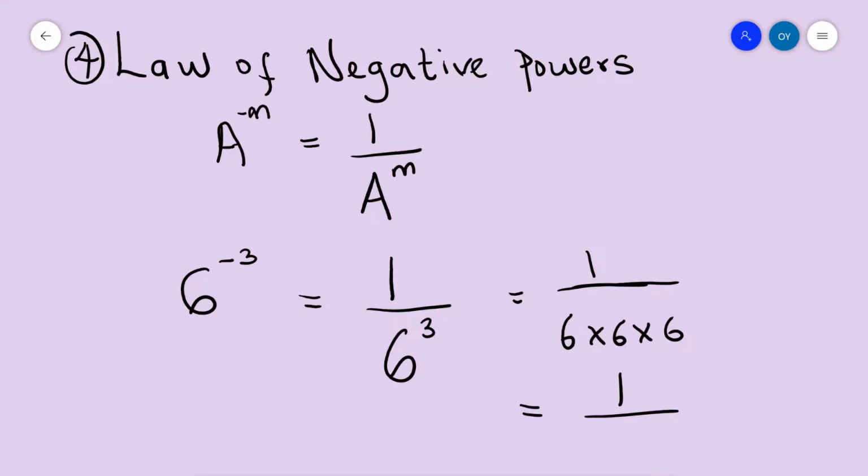6 times 6 is 36. Then 36 times 6: 6 times 6 is 36, 6 carry 3. 6 times 3 is 18, 18 plus 3 is 21. So 6 times 6 times 6 is 216.